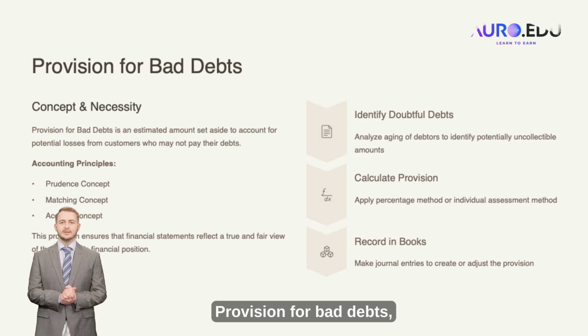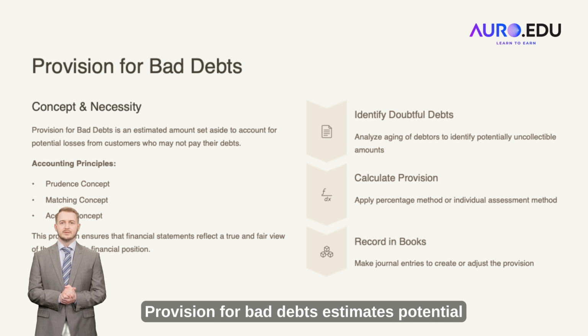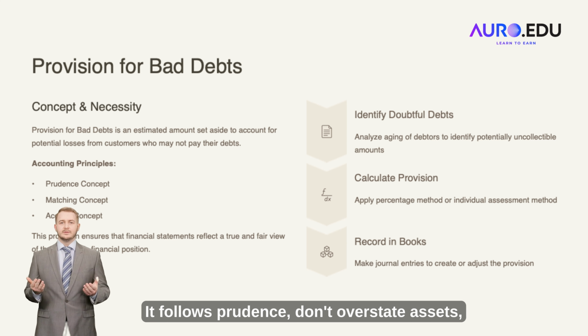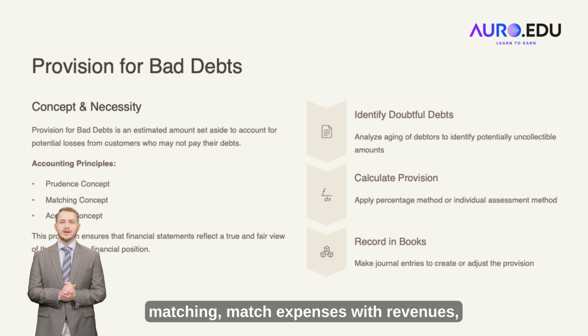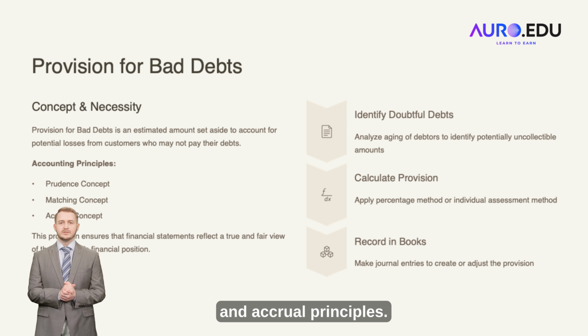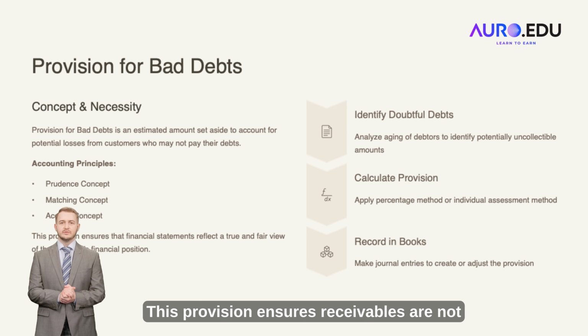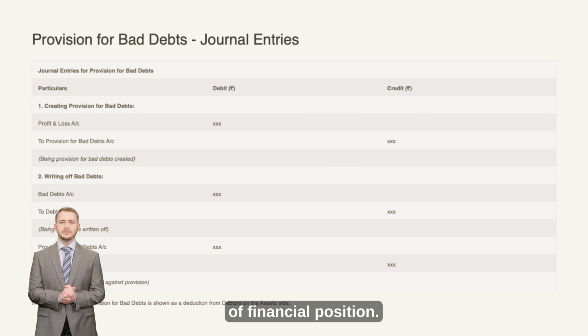Provision for bad debts, concept and necessity. Provision for bad debts estimates potential customer defaults. It follows prudence, don't overstate assets; matching, match expenses with revenues; and accrual principles. Firms analyze debtor aging, calculate provision, and record it. This provision ensures receivables are not overstated. It helps present a true and fair view of financial position.